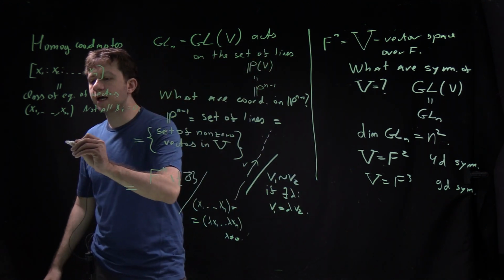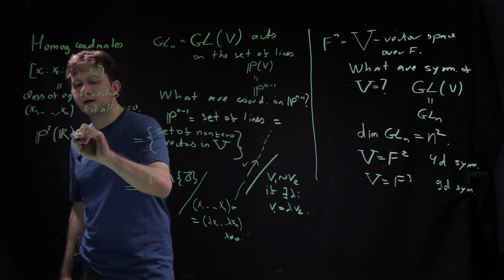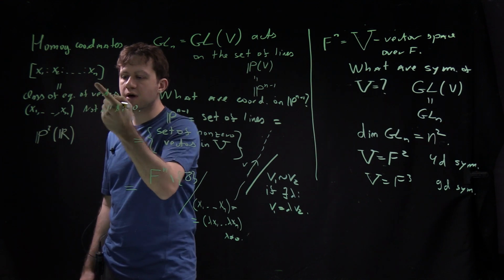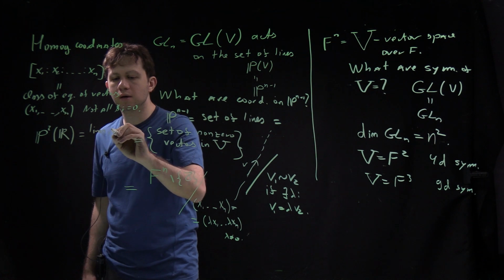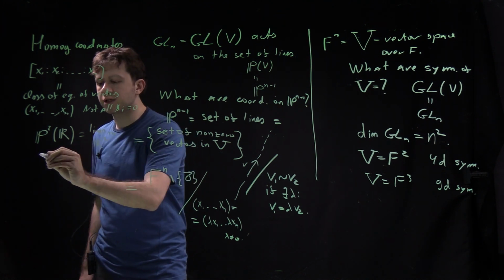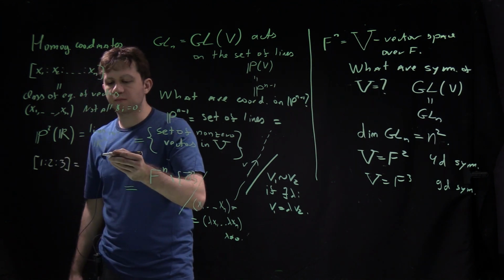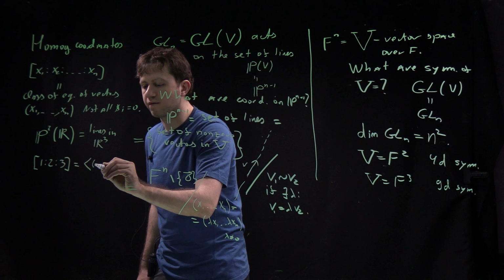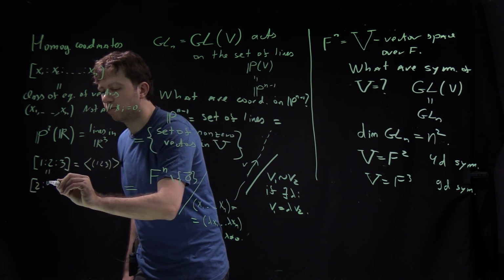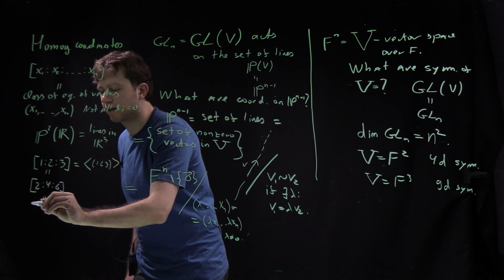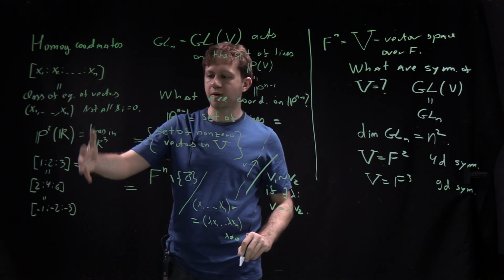For instance, if you take P2 of R, then if you want to parameterize lines in R3, you can take, for instance, the line 1, 2, 3, which is the linear span of the vector 1, 2, 3. That's absolutely the same as the line 2, 4, 6, the same as the line -1, -2, -3. So that's how you think about it.